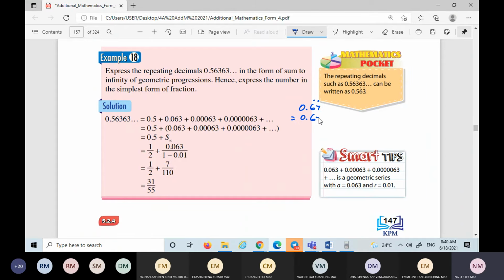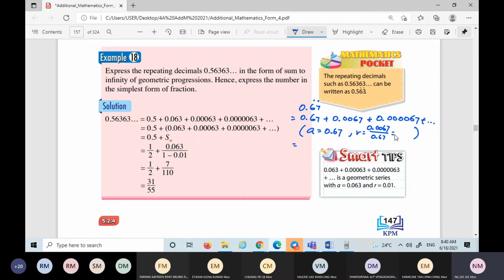It will be 0.67, then the next one repeats 0.0067, then 0.000067, and continue. I put it in brackets, I don't put continue with an equal sign, so that I have the information for the A and the R. A is 0.67 here. The R is the second term divided by the first term.